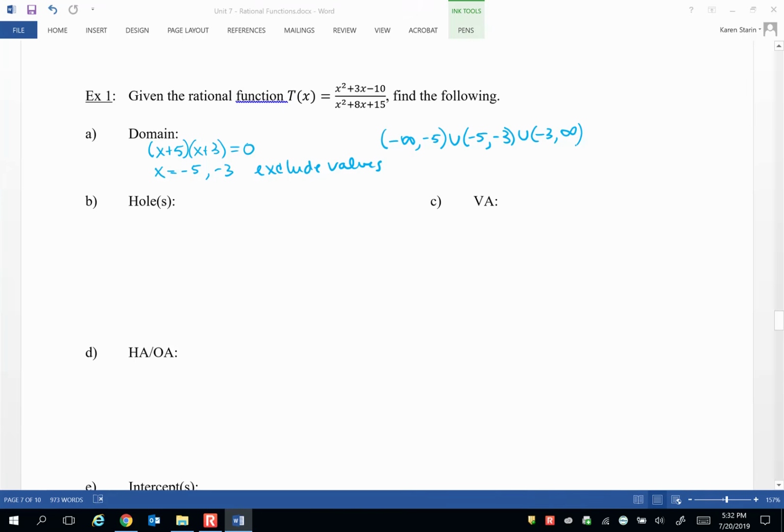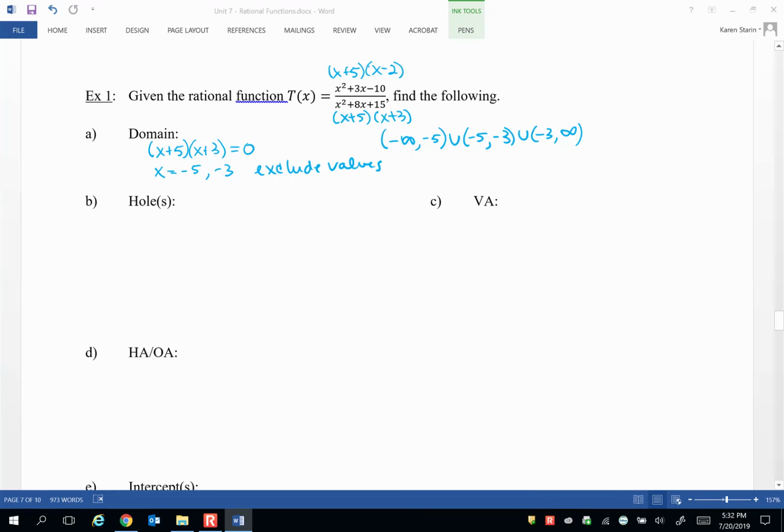Now for holes and vertical asymptotes. That's when we want to go and factor both numerator and denominator. We've already done the factoring of the denominator, so I'll just jot it down below here. Now let's factor the numerator. Well, let's see, we have a positive 3x and a negative 10, so I'm going to say x plus 5 times x minus 2. That's the numerator in factored form.